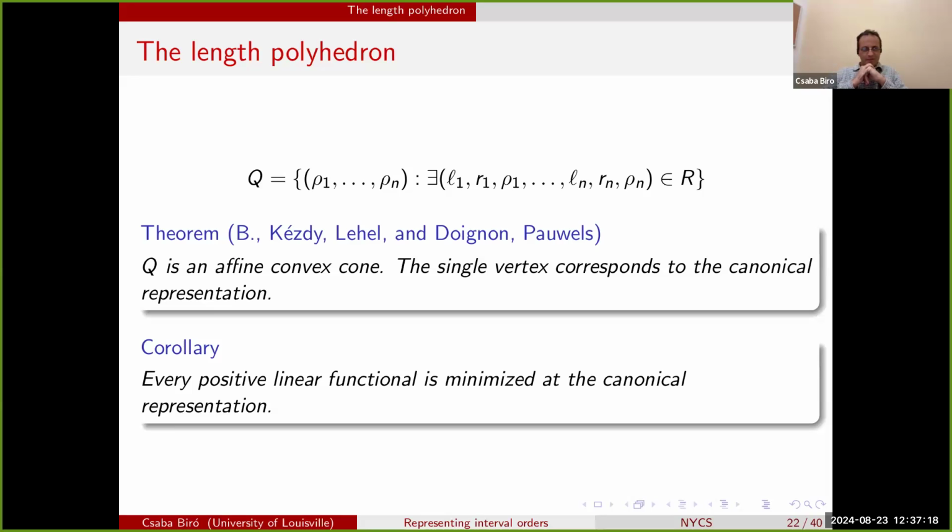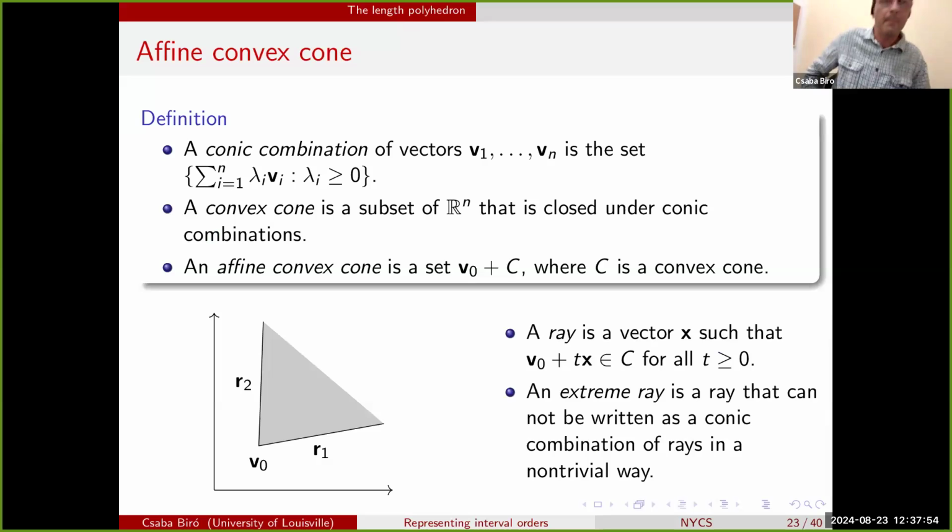For example, we realized that Q is an affine convex cone, and it has a single vertex, and this single vertex corresponds to the canonical representation. Turns out that we were not the first who proved it. Doyen and Powers proved the same thing fairly recently. We found their paper later, but we did it in a different way, and that was nice because we could prove other things too. And this has a corollary: every positive linear functional is minimized at the canonical representation. So I'm going to give you a little more detail here.